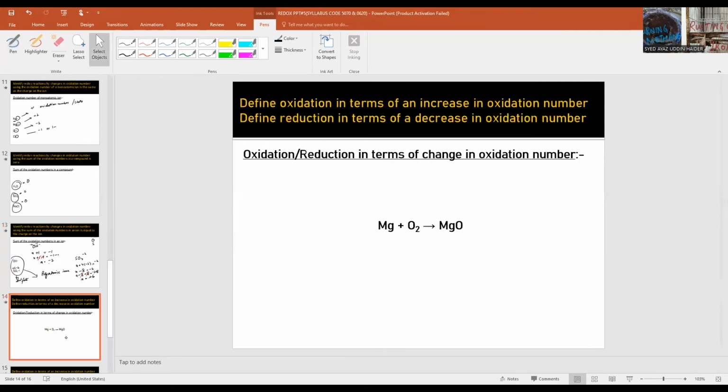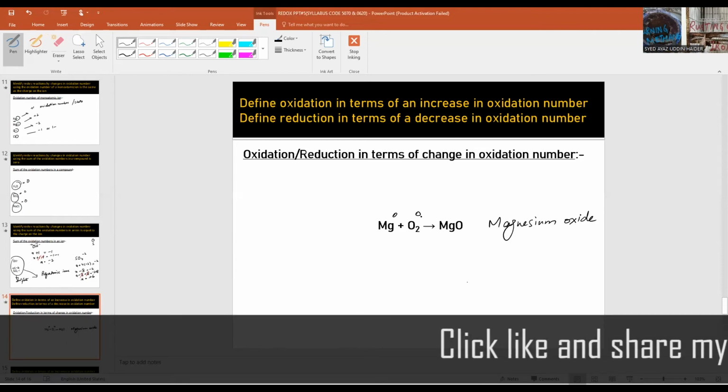Now let's explain oxidation and reduction in terms of change in oxidation number. This is the example of the reaction between magnesium and oxygen to produce the compound magnesium oxide. So I'm going to explain which one of these is oxidized and reduced. You know the charge on magnesium and oxygen is 0, as I told you. What about the charge on magnesium and oxygen in magnesium oxide? Magnesium is a metal and oxygen is a non-metal. So we know the charge on oxygen. Oxygen is in group 6, so you can easily deduce the charge on oxygen.